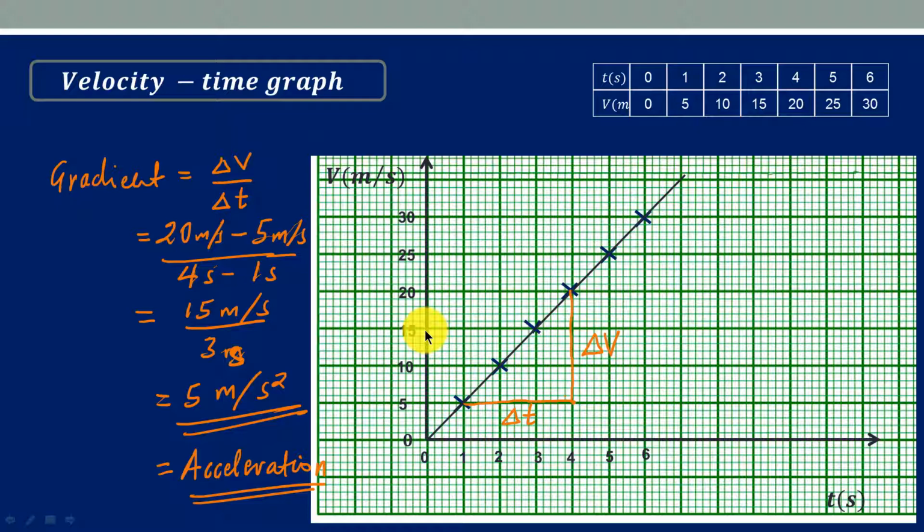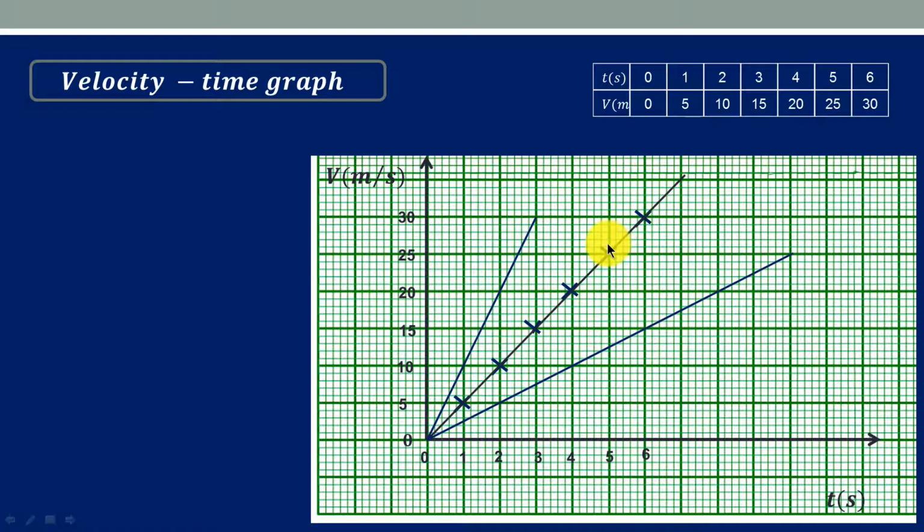Now, supposing we're given another type of graph. This is the graph that we have just drawn.